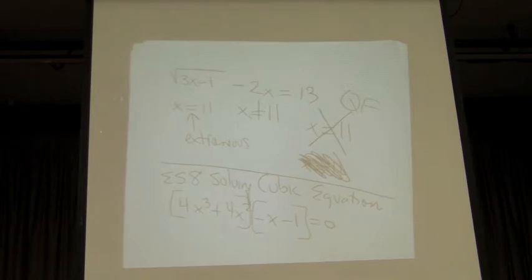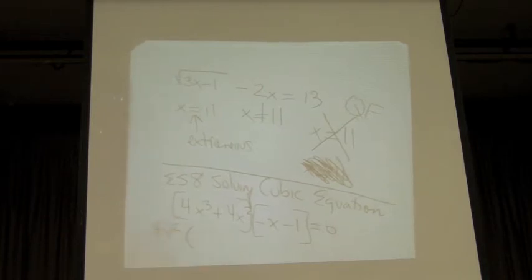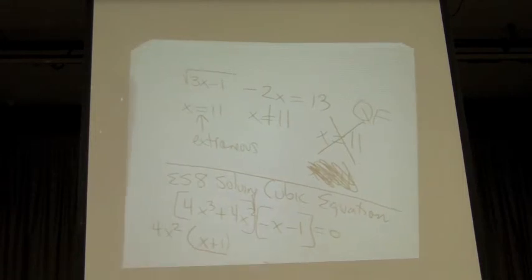This one does factor, however, by grouping. You group the first 2, you group the second 2. You take out a GCF. What's the greatest common factor here? 4x squared. What are you left with? X plus 1. That's very important. When you factor by grouping, what you end up with right there has to be what you end up with right there, or you didn't do it right.